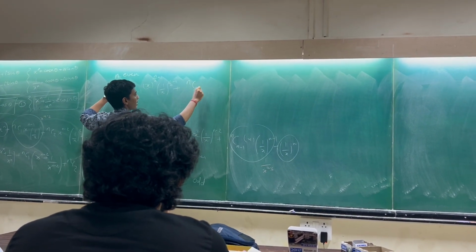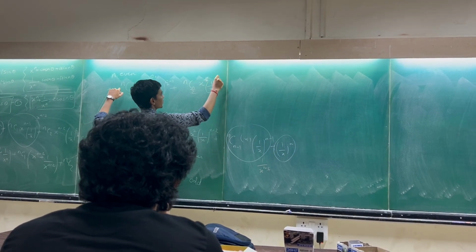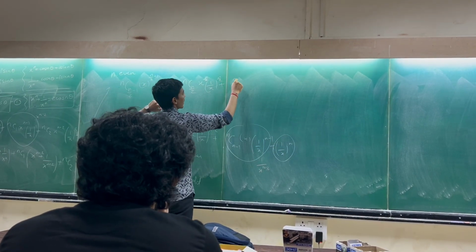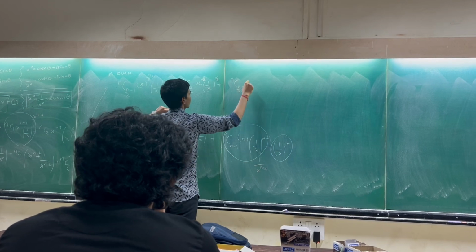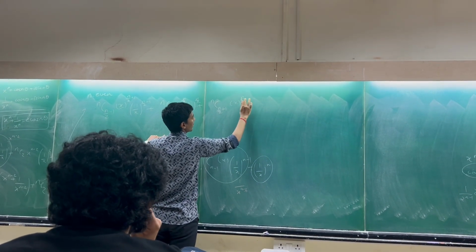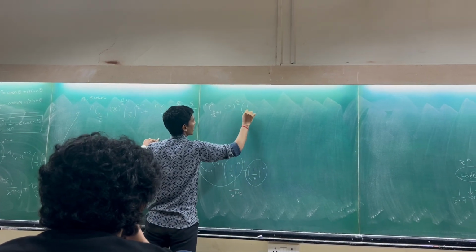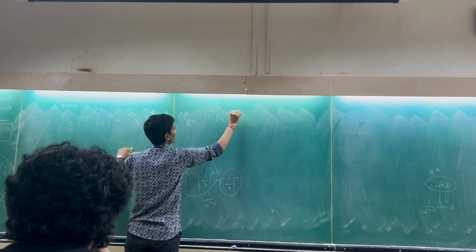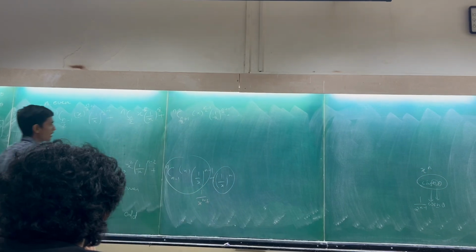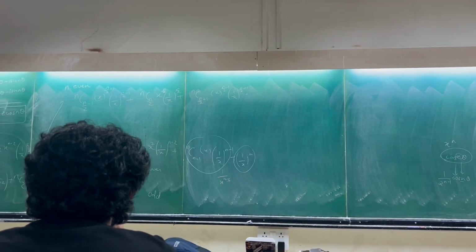Then nC(n/2) x raised to n/2, 1 upon x raised to n/2, plus nC(n/2 plus 1) x raised to n/2 minus 1 and 1 by x raised to n/2 plus 1. So this is what we get: the middle three terms when n is even.